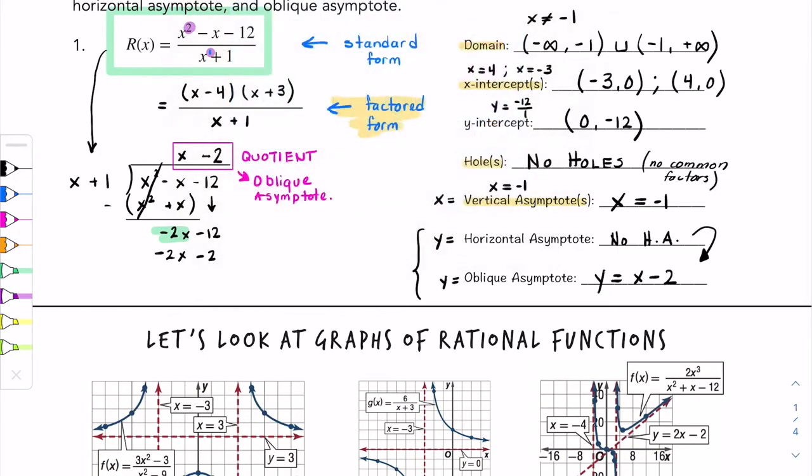Next, I'll highlight standard form. We'll use blue for this one. The y-intercept is determined from standard form. Horizontal and oblique asymptote both come from standard form.